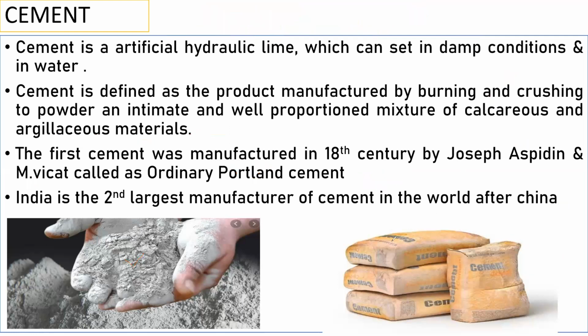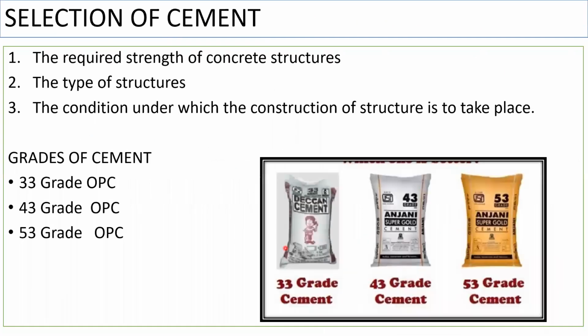Now we'll go forward again. Now coming to the selection of cement. There are many types and many brands of cement available in the market. Then how do you decide? On what basis do we decide what kind of cement we need to use? The first is the required strength of the concrete structure. Let us say you're putting up a small house structure. In that case we don't require huge strength, so M20 grade of concrete is enough for us to put up that structure.